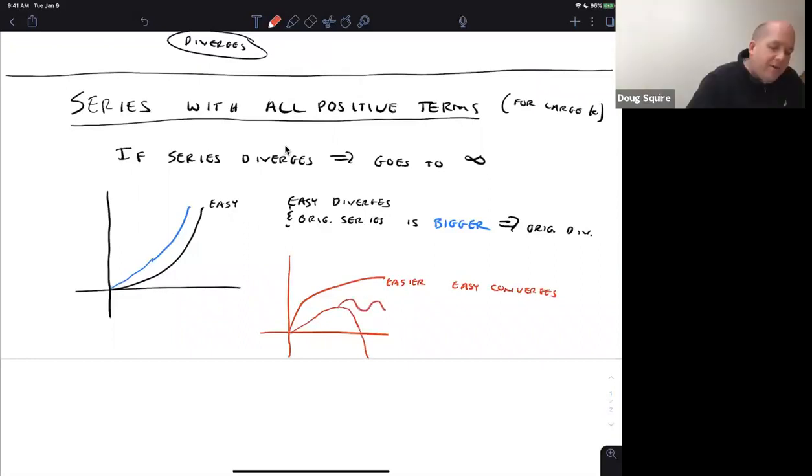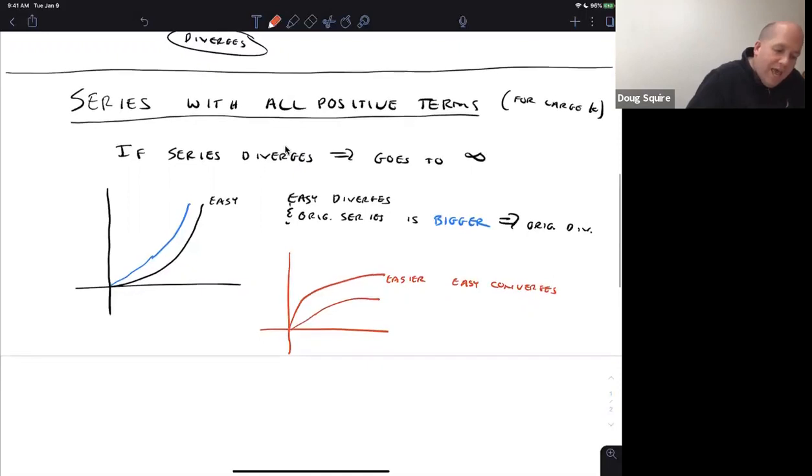Why can't I have it bounce? Again, all positive terms. So if the only way it can diverge is by going to infinity, and it can't go to infinity, then if it's smaller, it also converges. So if the easy one converges and the original is smaller, then the original converges.